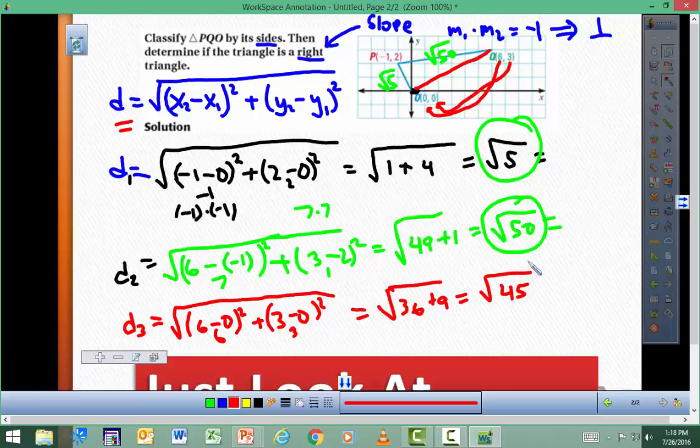And as you can see, none of these distances are identical. And so the conclusion that can be made, since all three lengths are different, we're going to say that this is a scalene triangle. Scalene.